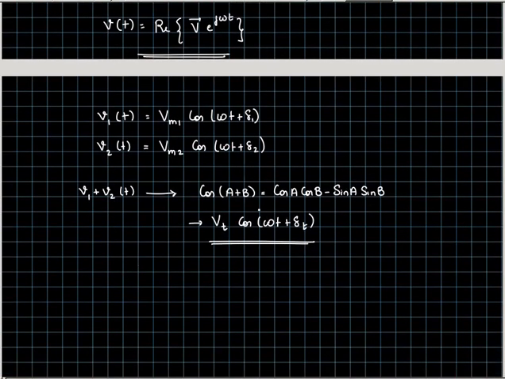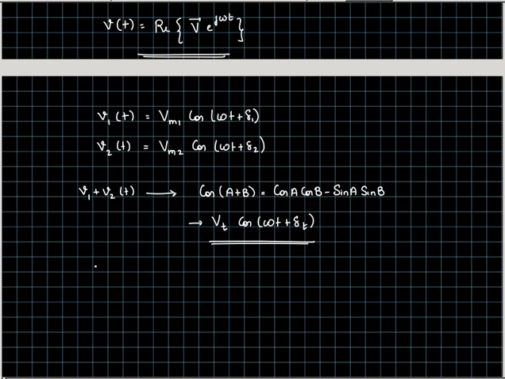I am not going to do that now, but I recommend that you try this out and see that you get a cosinusoidal signal with a certain phase and a certain amplitude. But now what we will see is how to do this calculation using phasor notation.